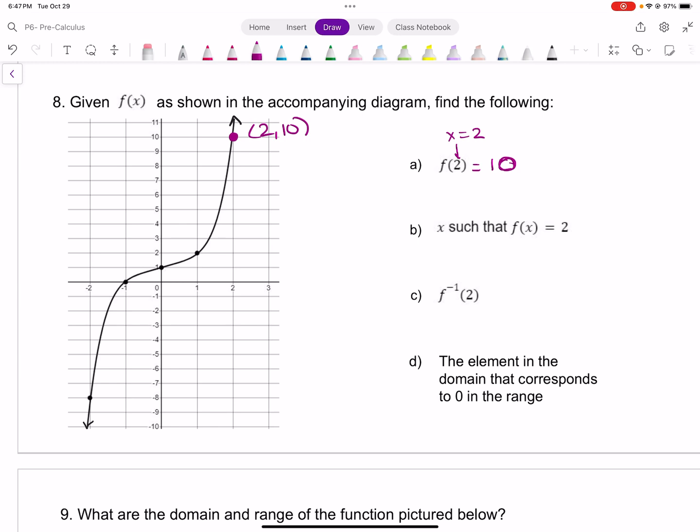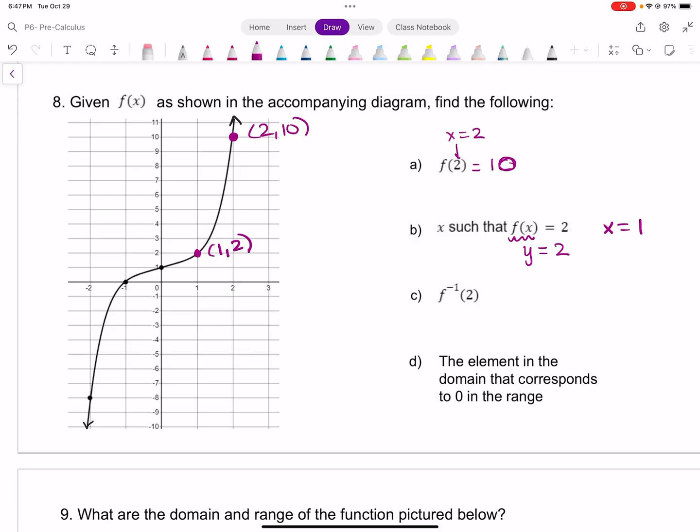Part B, find the following. We are finding x such that f of x equals 2. F of x, remember, is your fancy notation for y. So this is saying that y is 2. So which x has a y of 2? We have this point right here, the point 1, 2. So when y is 2, x equals 1.